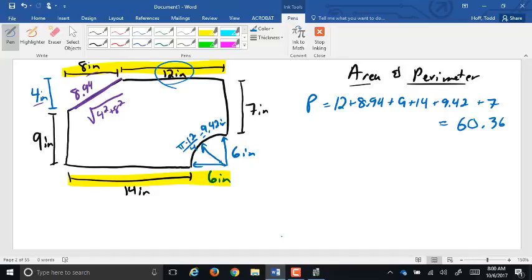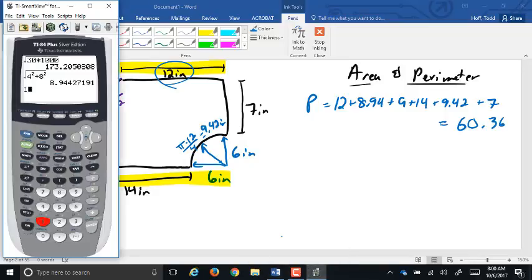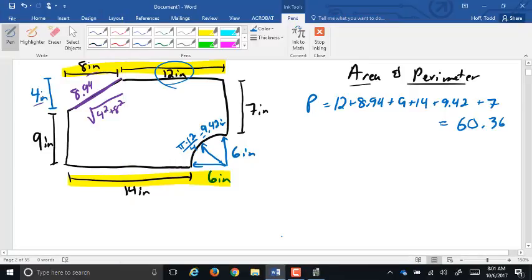Something seems off there yet. Not that I don't trust you, but it is 60.36. Okay. I'm screwing something up in my head then. Yep. Okay, so that's our perimeter, and that is, of course, inches. That's not so bad.